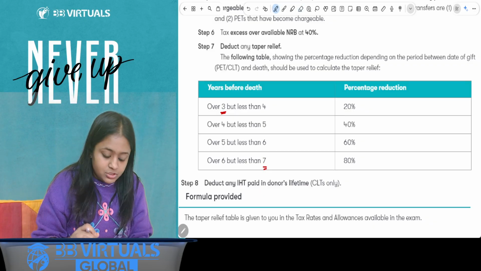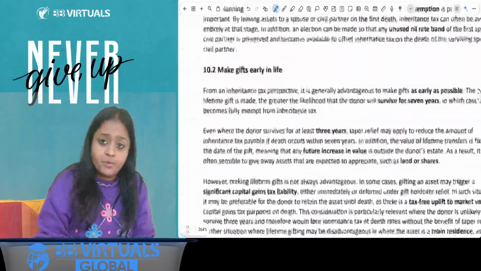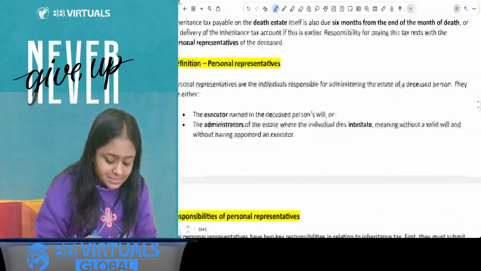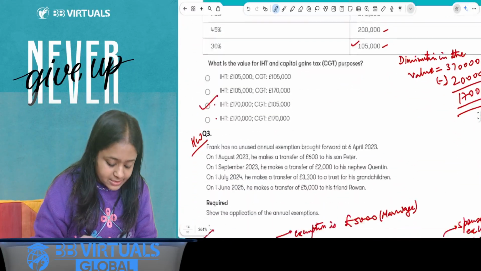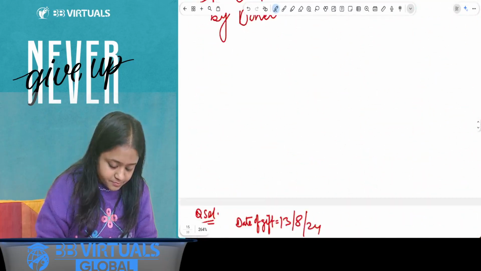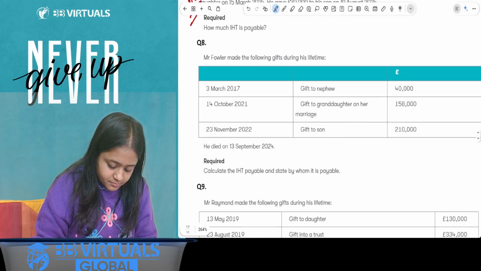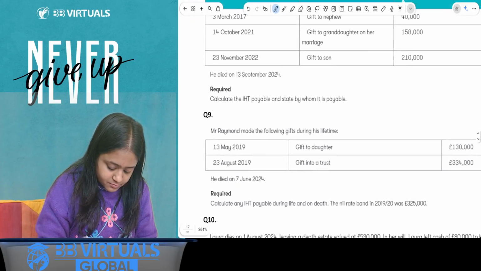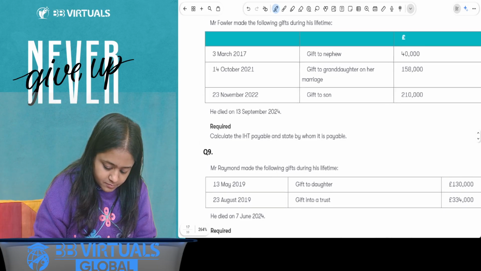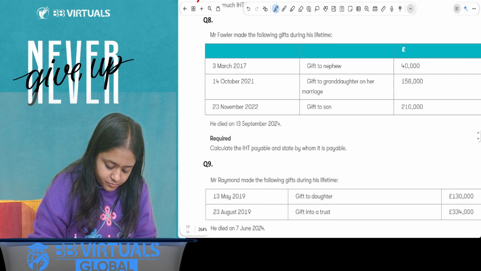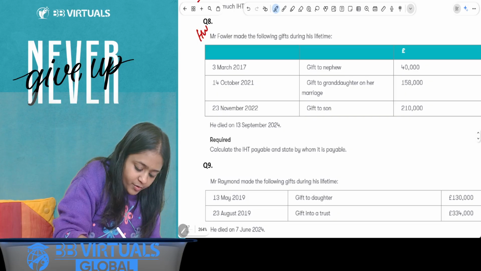So let's do questions to have thorough understanding. So I will take up a question where we have lifetime tax as well as death tax. Post which we will take the last part, that is the tax on death estate. Okay, this one would be homework.